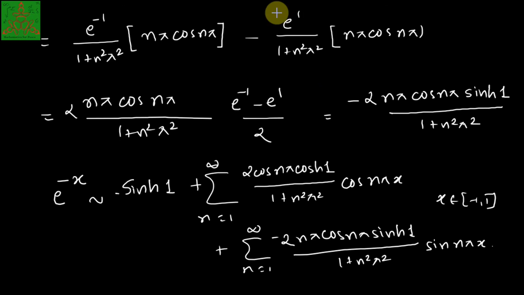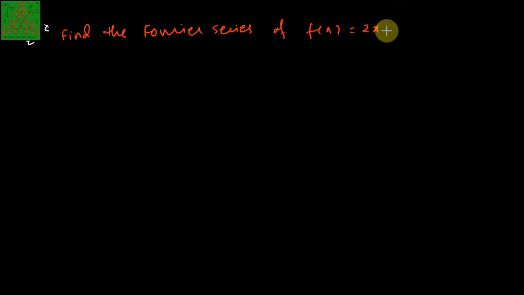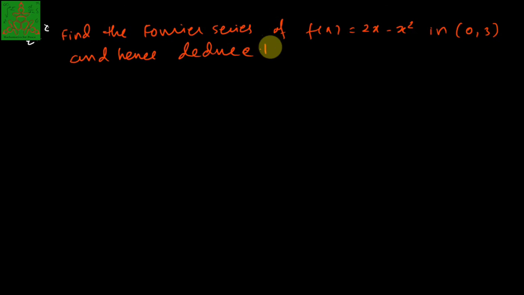Let us do one more example here of the same kind. So the question is, find the Fourier series of f of x equal to 2x minus x square in the interval 0 to 3, and hence deduce that 1 upon 1 square minus 1 upon 2 square plus 1 upon 3 square minus 1 upon 4 square and so on will be pi square by 12.